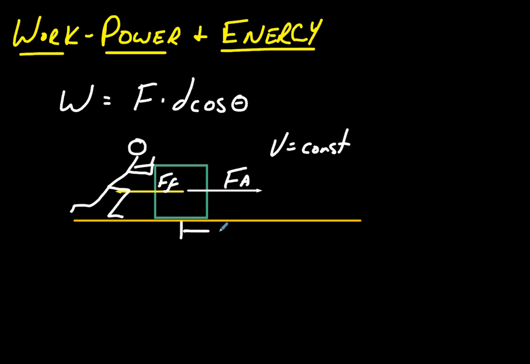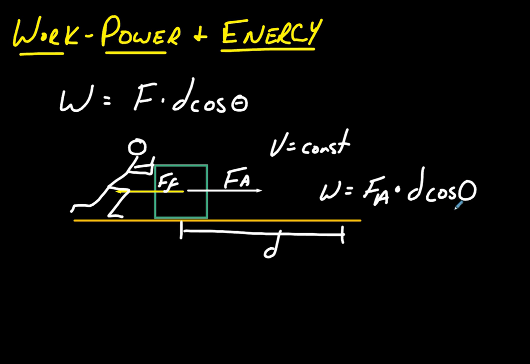Now, this might occur over some distance d, and your force and the direction that this object is moved are in the same plane, so we would just simply say the work done here is equal to Fa, the applied force, times the distance that this object moved, times the cosine of 0 in this case. So the cosine here, right, what we're talking about is just the angle between the force applied and the distance moved, right?